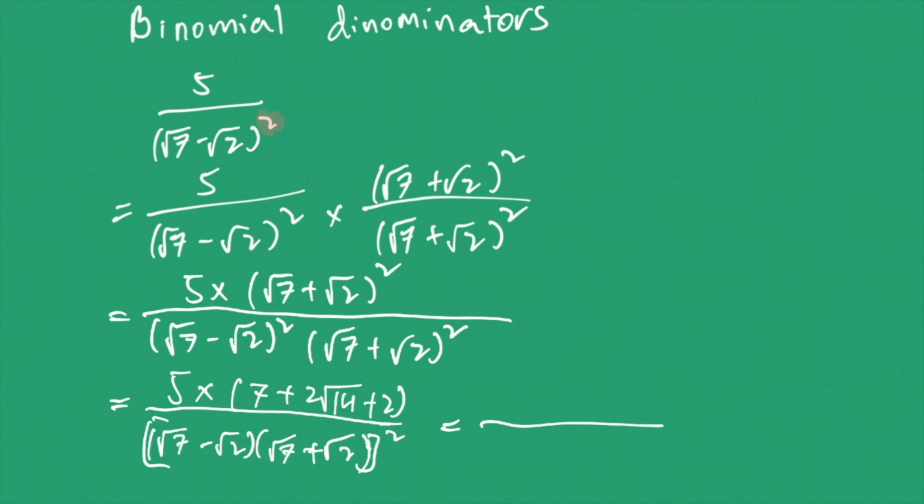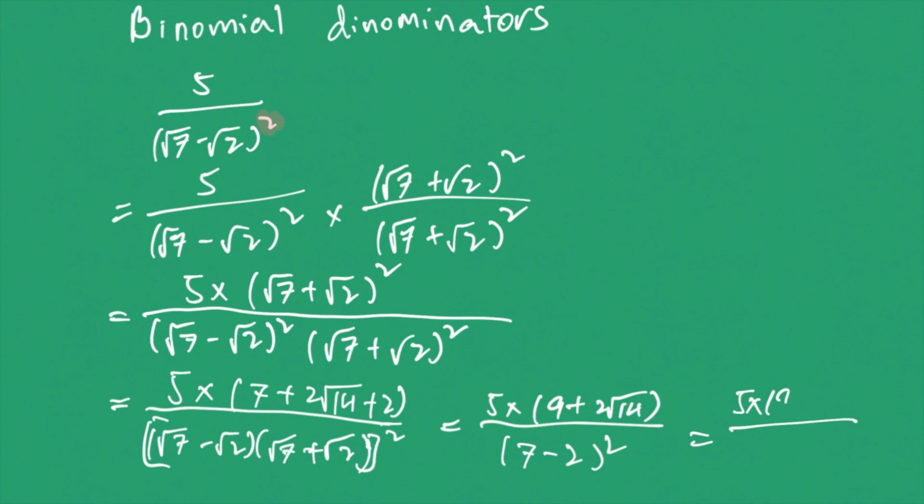We then get 5 times 9 plus 2 square root 14 over 7 minus 2 squared, which equals 5 times 9 plus 2 square root 14 over 25. Then we can cancel out the 5, and we will eventually get 9 plus 2 square root 14 over 5.